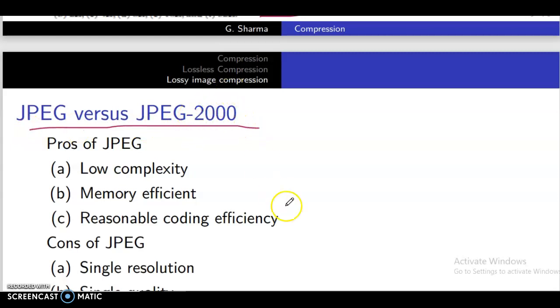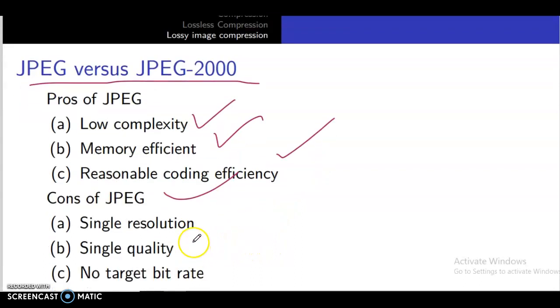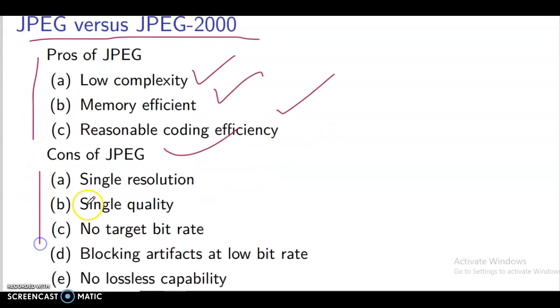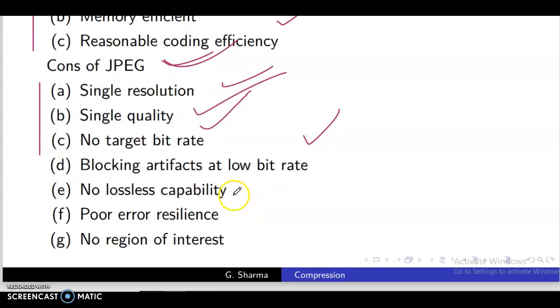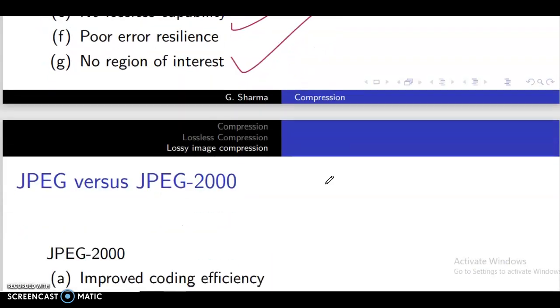Pros of JPEG: low complexity, memory efficient, reasonable coding efficiency. Cons of JPEG: single resolution, single quality, no target bitrate, blocking artifacts at low bit rate, no lossless capability, poor error resilience, no region of interest.